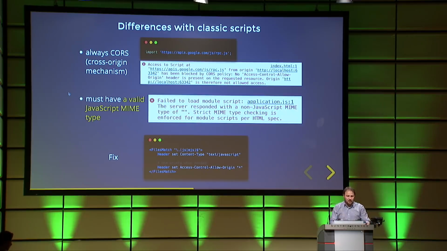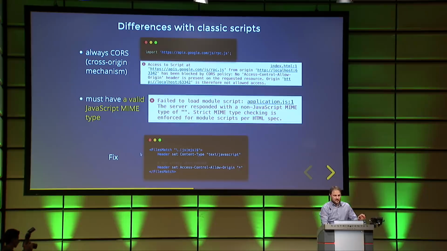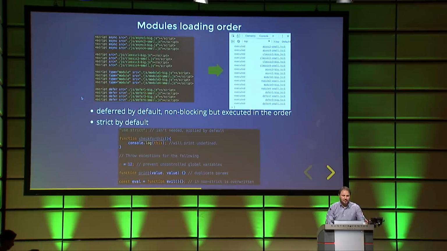And now, it is enforced that you have to have a valid JavaScript MIME type, which means, OK, if you have Apache or Nginx or whatever, you have to say, for my JavaScript files, set content type text/javascript, and set header Access-Control-Allow-Origin if you want to allow other domains to use your particular module or script.